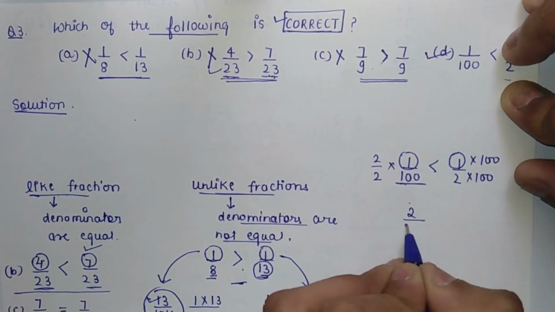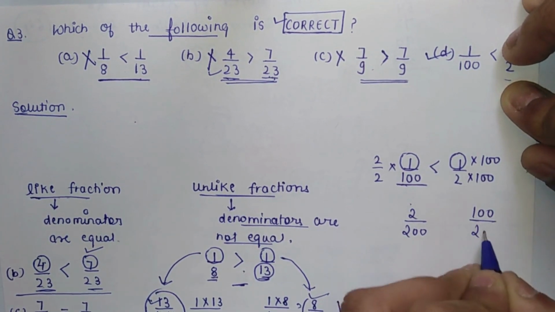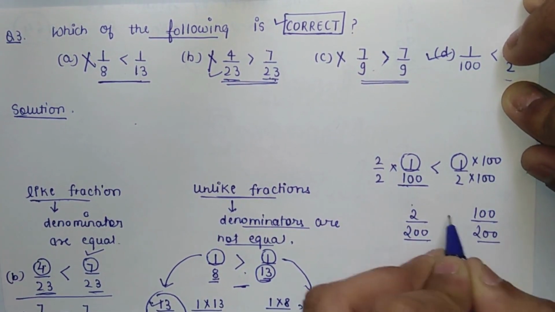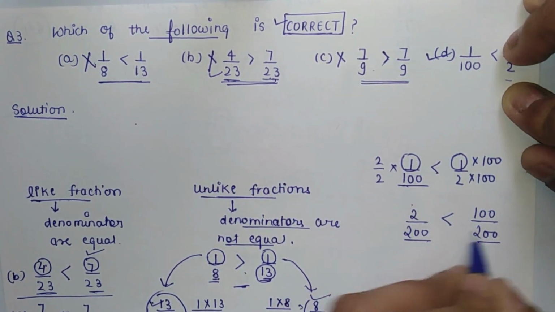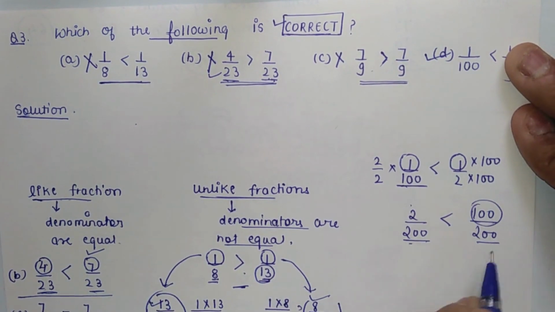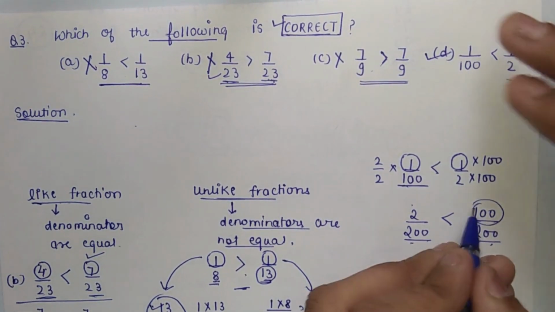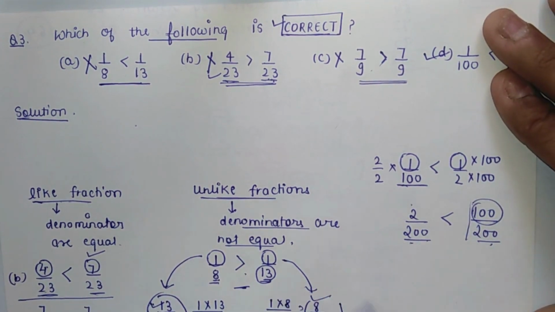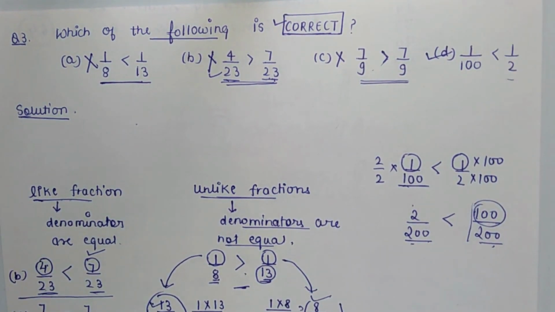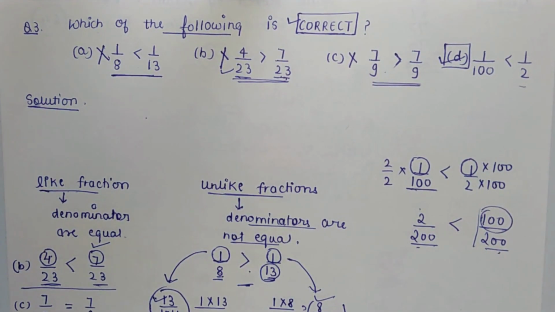So this will be equal to 2 by 200 and this is 100 by 200. So the denominators are now equal, and 2 by 200 will be less than 100 by 200 because the denominators are the same and the numerator 100 is bigger than 2. So the fraction 100 by 200 will be greater than 2 by 200. So the correct option is D. We have to remember these properties very carefully to solve this comparison.